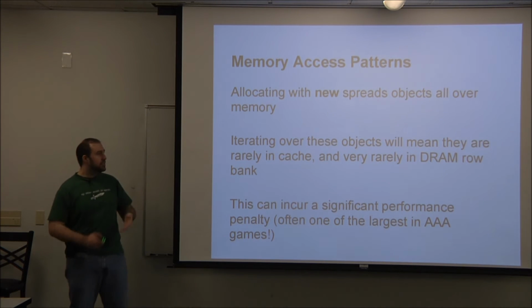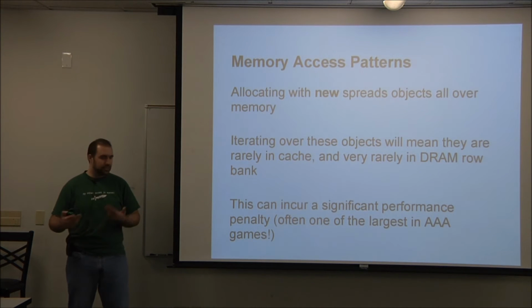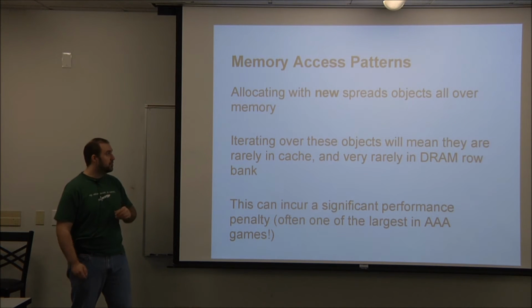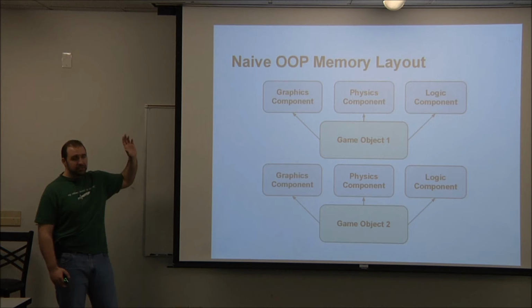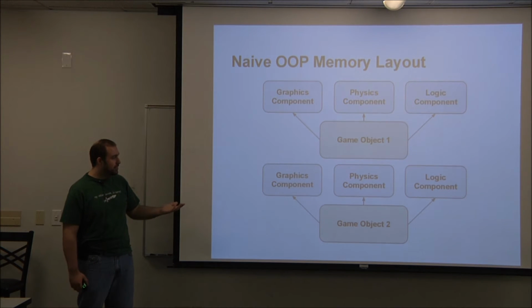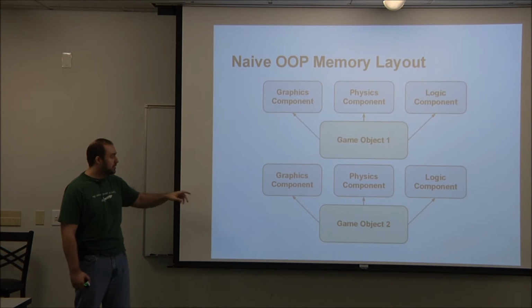So allocating with new spreads the objects all over. Iterating these means they're not in cache, so you have to re-grab them over and over again. Significant performance penalty for doing that, so try to avoid that. If you're using the standard naive OOP model for game objects, we might have something like this. Each one of these boxes represents an individual memory allocation, essentially. So you can see they're kind of all over the place.